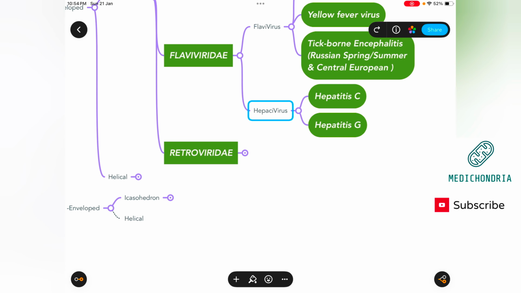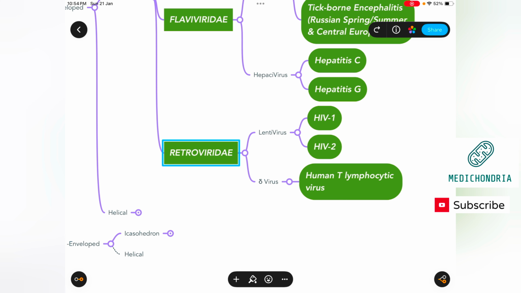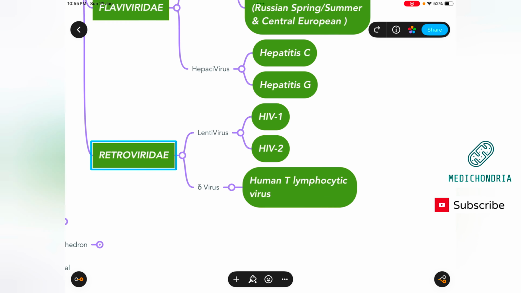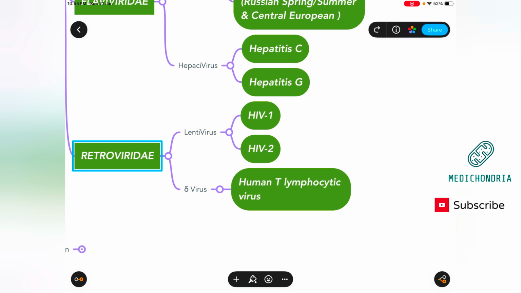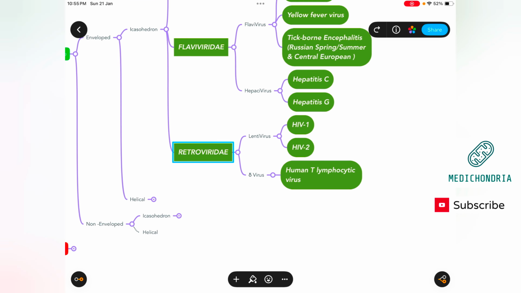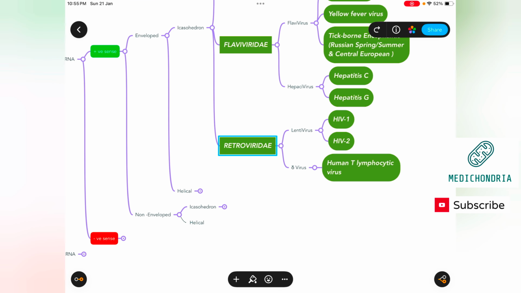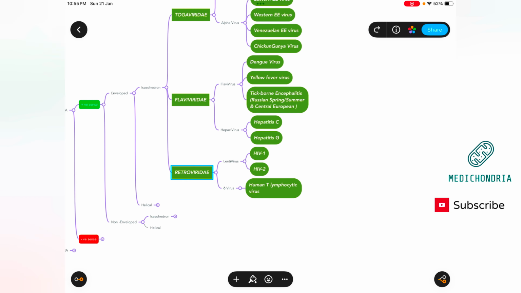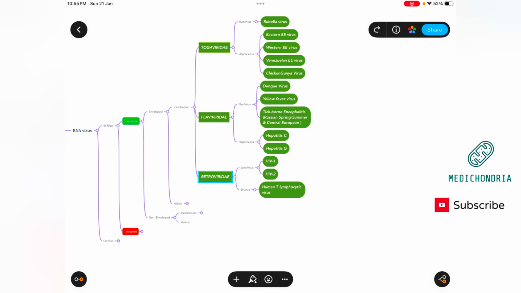Okay, over here we have the Retroviridae as usual. This is the most known one. We have two further genera, lentivirus and deltaretrovirus. In lentivirus we have HIV-1 and HIV-2. In deltaretrovirus we have the carcinogenic human T-lymphotropic virus. So that's about the positive sense enveloped icosahedral. Just remember all these three families, and all these viruses.